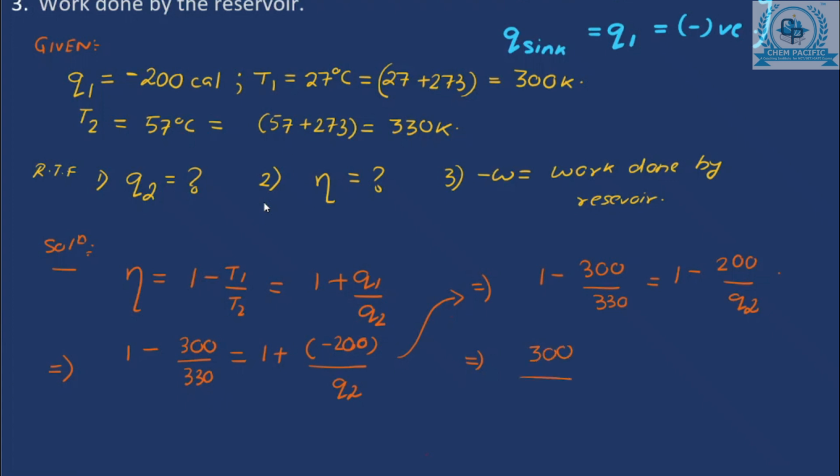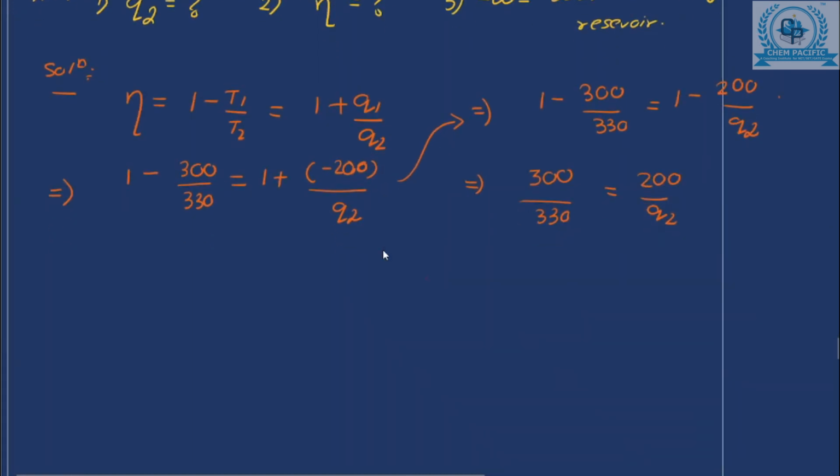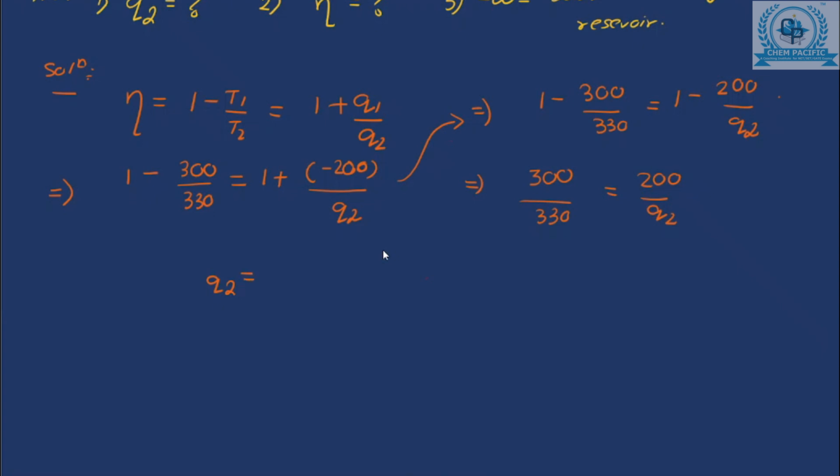So now let's solve this question. This is 300 by 330, which is equal to 200 by Q2. Now if you solve the value of Q2, you will find out the value of Q2 is going to be 200 into 33 by 30.